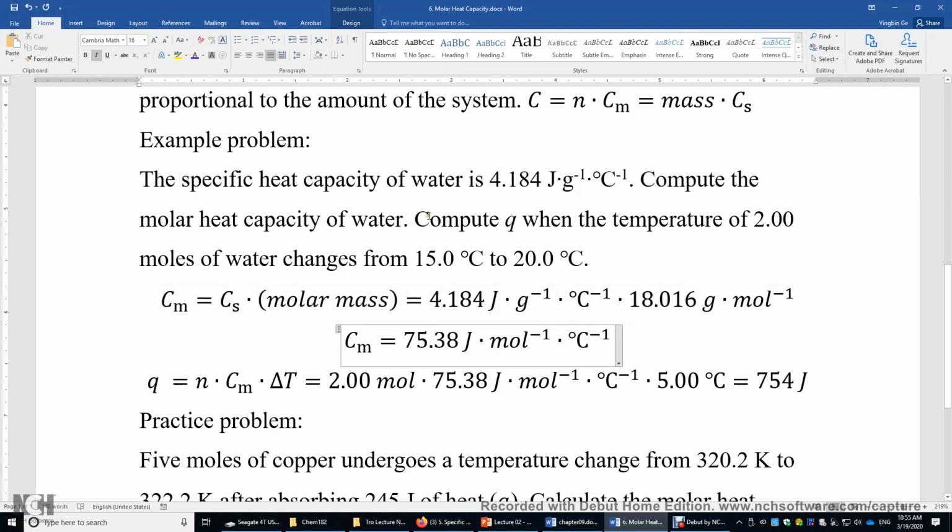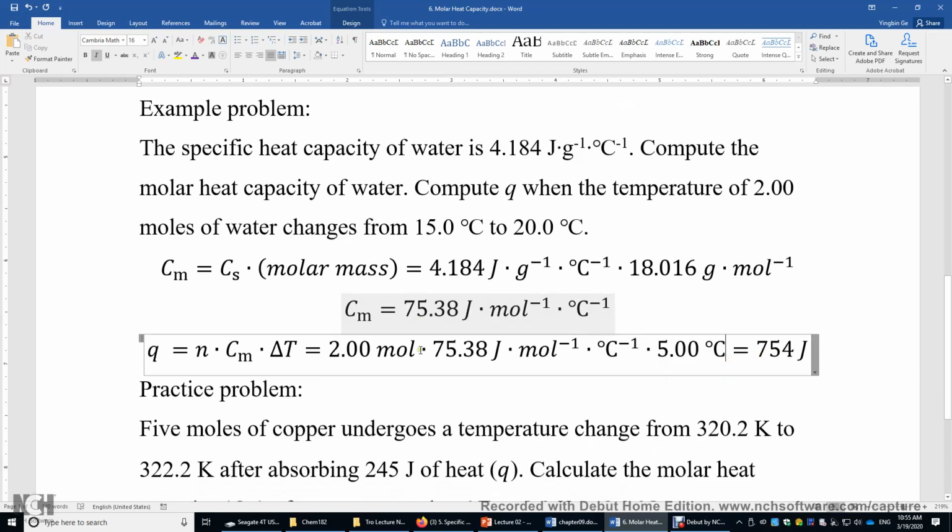Now let's compute the heat. Q equals N times C sub m times delta T. We have 2 moles. We have the molar heat capacity of water here. And we have the temperature change, which is 5 degrees Celsius or 5 Kelvin. The result is 754 joules.